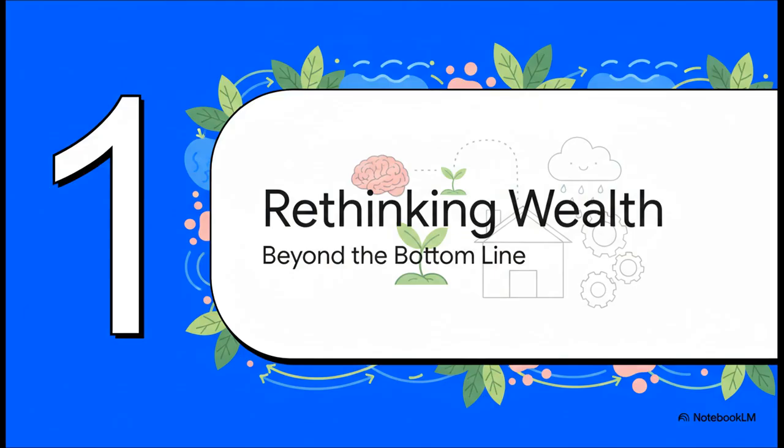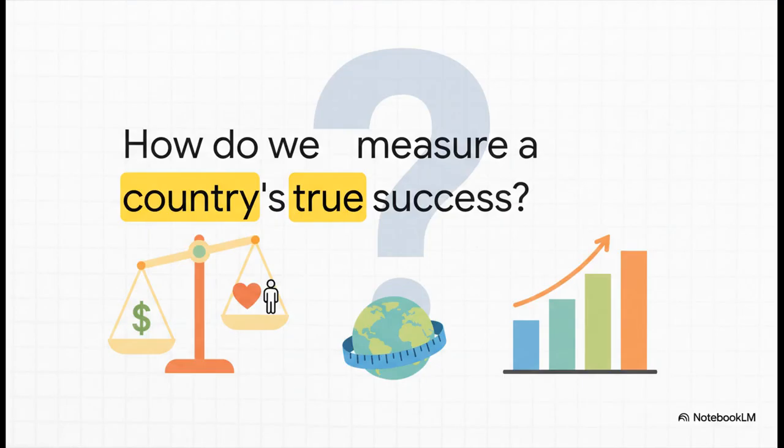For the longest time, we've really just focused on the bottom line, on the money. But it turns out there's way more to a country's prosperity than just dollars and cents. So, this is the big question, right? If you had to line up all the countries in the world from most to least successful, what would you even look at? For a long, long time, the answer was actually pretty simple and focused on just one number.